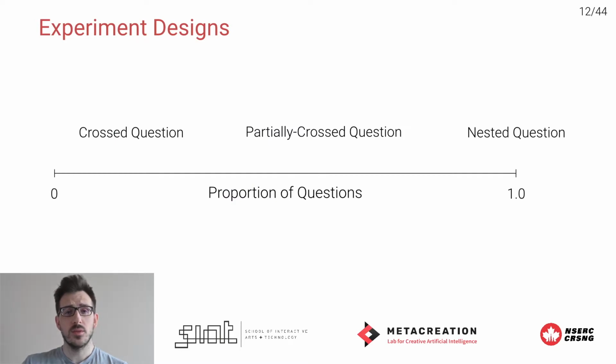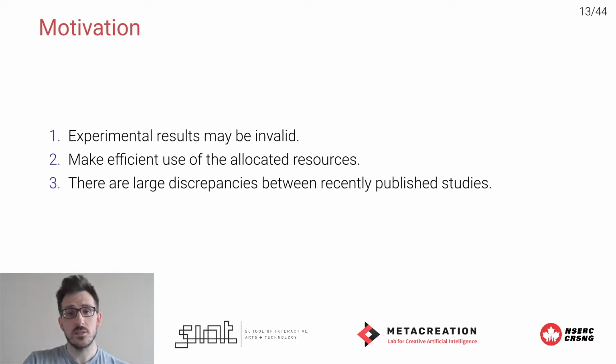The main difference between these three designs is the proportion of questions. In a nested question design, the proportion of questions is always 1, while partially crossed and fully crossed designs feature a lower proportion of questions. Now that we have a good understanding of what a listening experiment is, and some of the different designs that can be employed, we'll touch on the motivating factors behind this research.